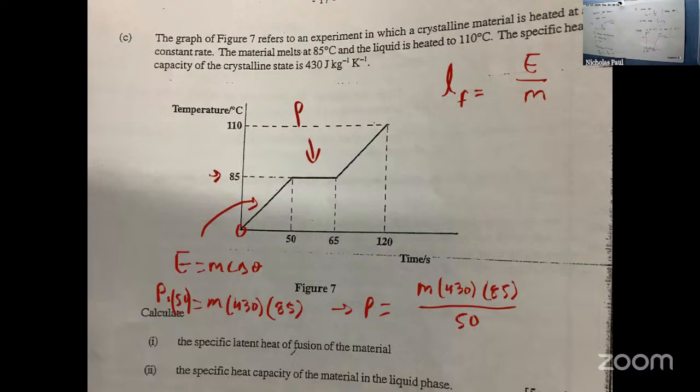430 times 85 divided by 50 is 731, right? So P is 731 m. You may recognize that energy is power by time. The same energy here is power by time. So power is 731 m, by how long did it take to melt? 15 seconds. All over m.